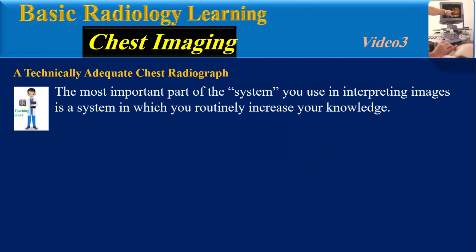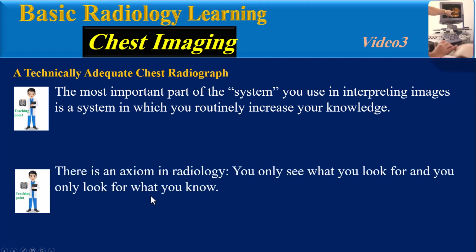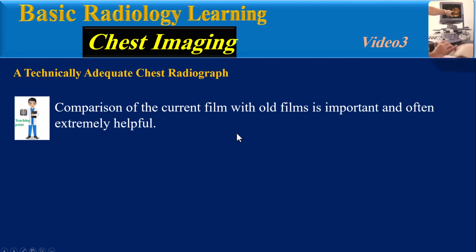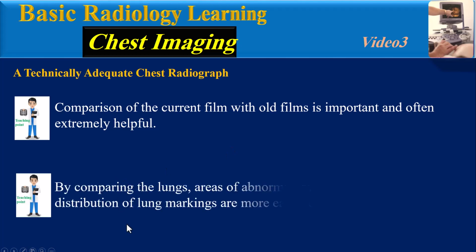The most important part of the system you use in interpreting images is a system in which you routinely increase your knowledge. There is an axiom in radiology: you only see what you look for and you only look for what you know. Comparison of the current film with old films is important and often extremely helpful. By comparing the lungs, areas of abnormal translucency or uneven distribution of lung markings are more easily detected.